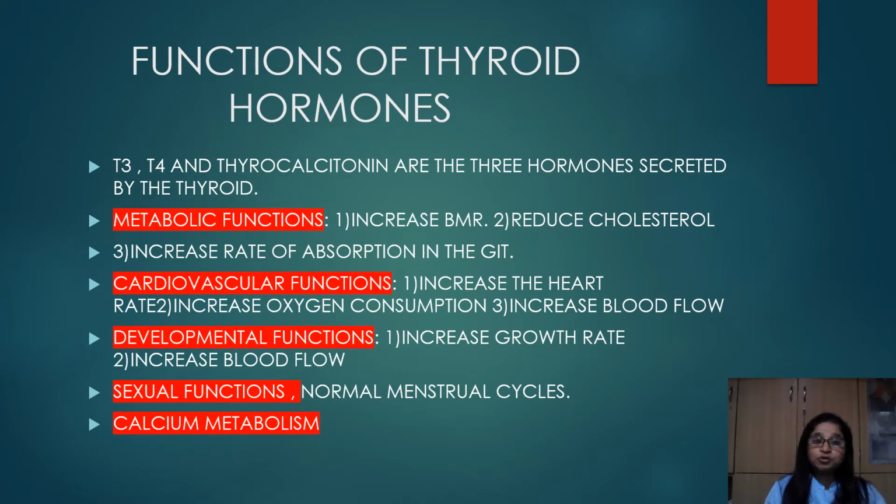Thyroid hormones also have some developmental functions. They increase our growth rate and increase blood flow. Certain sexual functions also come in the domain of the thyroid hormones. They help to normalize even the menstrual cycles and play a major role in calcium metabolism, basically by lowering the level of calcium ions in the blood. So you can understand the various reach of the thyroid hormones, and so what would happen if there would be a hypo or a hyper secretion of these hormones.